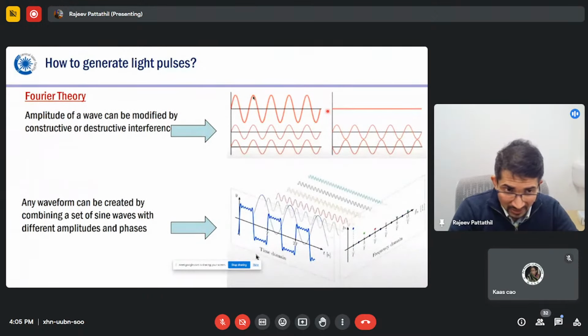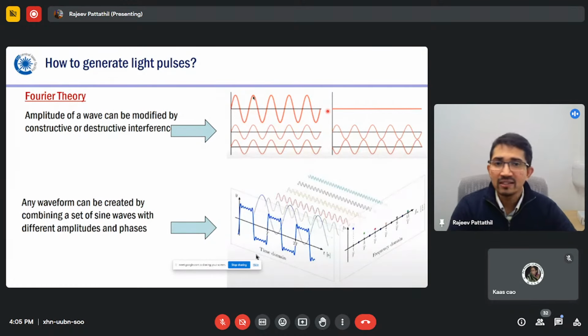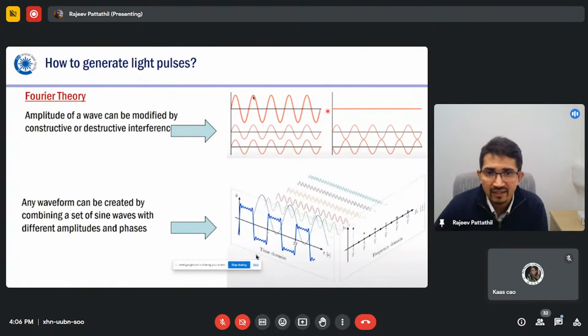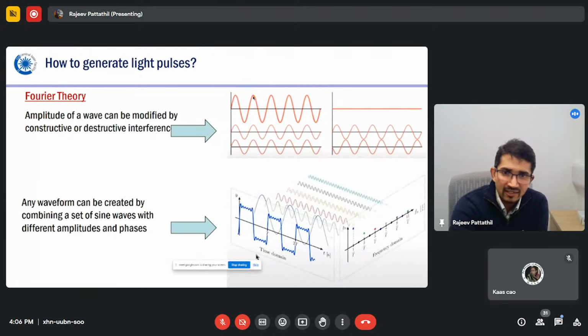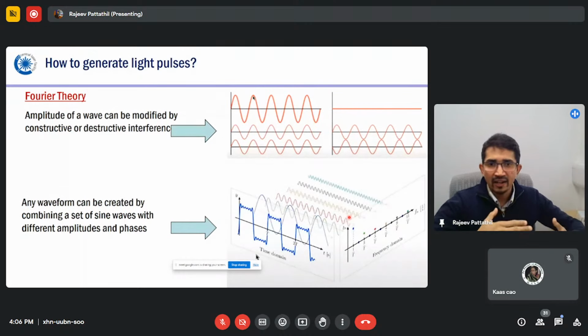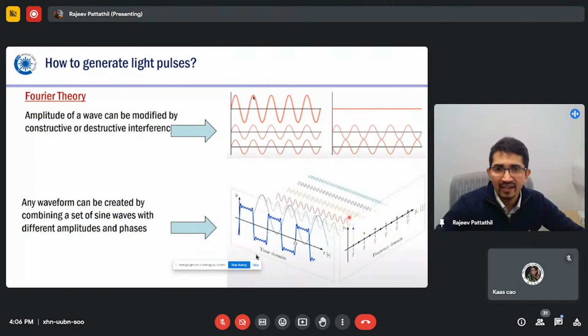The other concept I want to introduce is actually a very useful concept that is used even now to produce fast electronics and things like fast wave generators and oscilloscopes. This concept is that you can generate any shape of waveform by adding sine waves, which are essentially the simplest plane waves that you can imagine. By adding different sine waves of different amplitudes and different phases, you can actually create any waveform.